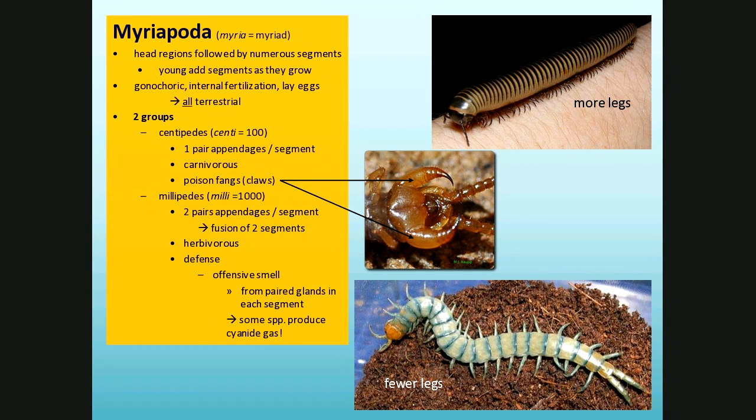Anyway, millipedes defend themselves because they stink. They have these paired glands in each segment that secrete this really offensive smell. Some species actually produce not something that just stinks, but something dangerous like cyanide gas. And everybody knows what cyanide does, right? Cyanide can kill you very quickly.